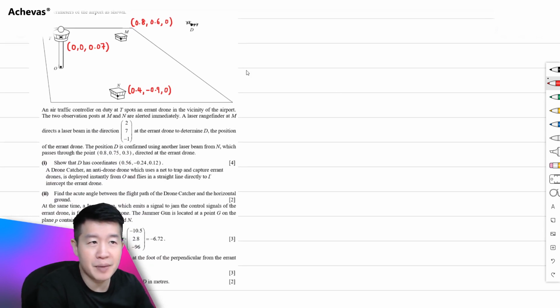And for the very first part, we are supposed to find D, and to prove that the coordinates of this point D, the errant drone, are this. The clue that is given to us is that when a laser rangefinder is beamed from M in the direction of (2, 7, -1), it's going to be directed at the drone. So we have something like this.